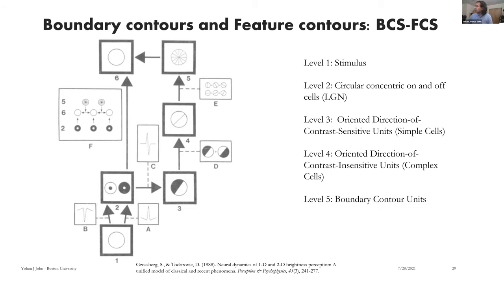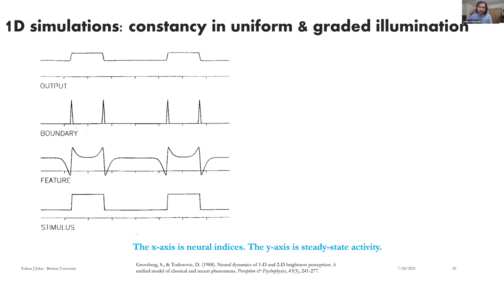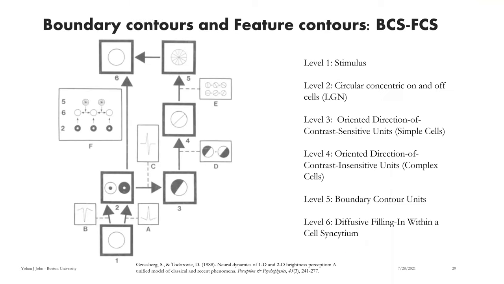Then you have boundary contour units, which at the time had not been associated with cells, and I'm not sure we can talk about that. And the diffusive filling in. So five and six, we probably won't have time to talk about, and I didn't put any slides on them, because just talking about how the boundaries get set up, there's a lot there. But the simulations really make it clear what's happening qualitatively. Before we go back to that slide, because it's very useful.